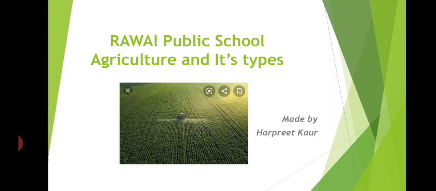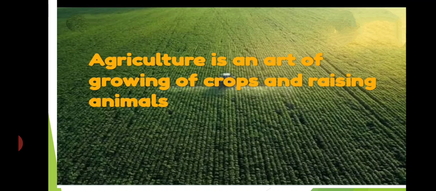And today, I, Harpreet Kaur, will tell you something about agriculture and its types. From ancient times, agriculture has been practiced by human beings. The term agriculture has its origin in the Latin word ager, which means the field, and cultura, which means culture or to cultivate. Thus, agriculture refers mainly to the tilling of fields for growing crops.